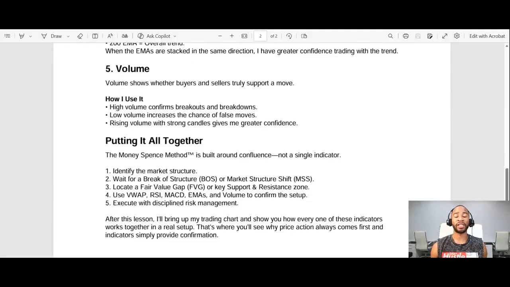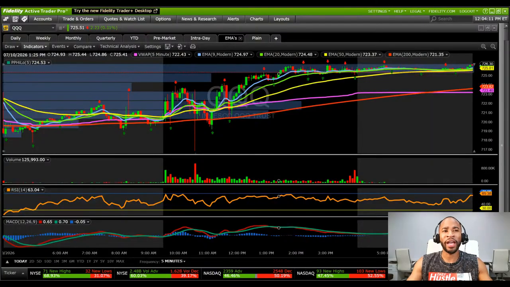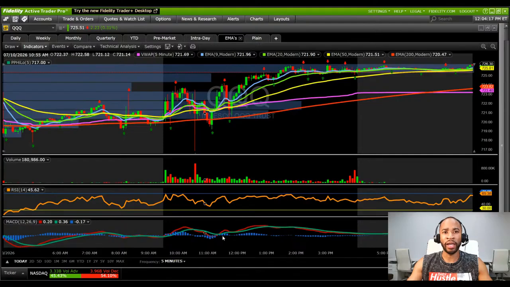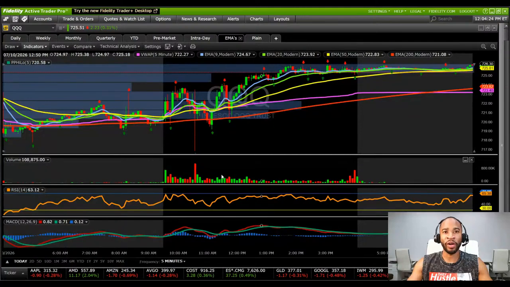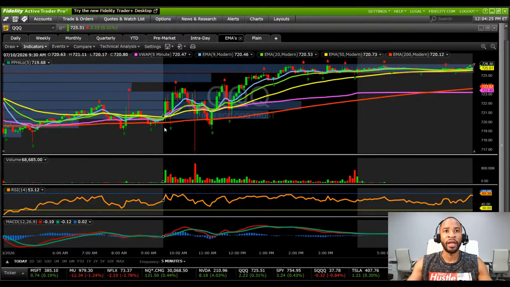Now we're going to transition into the charts so you can see all of these indicators in real time. So here's our chart with the top 5 indicators that every day trader must know. We have our MACD located down here. We have our RSI and we have our volume bars displayed right here. We have our candlesticks on the screen.